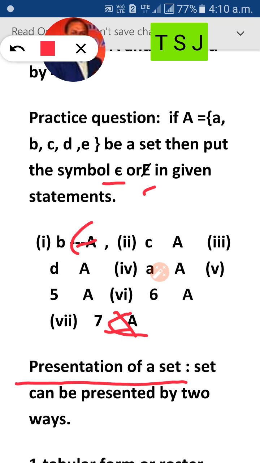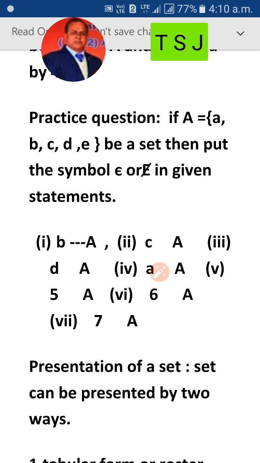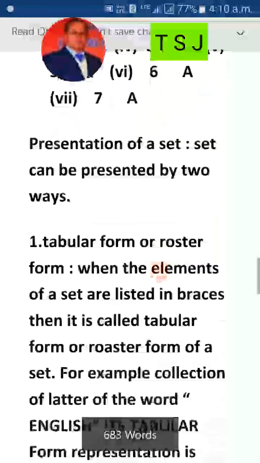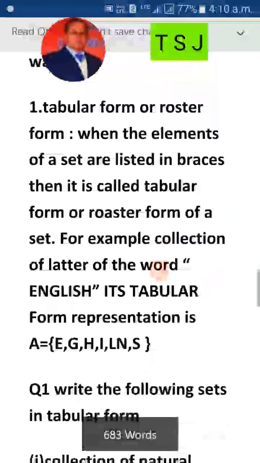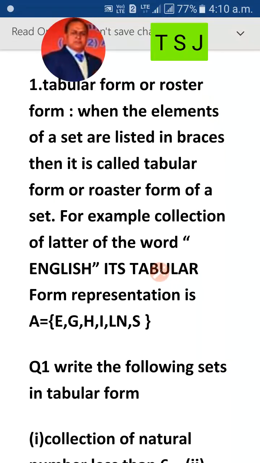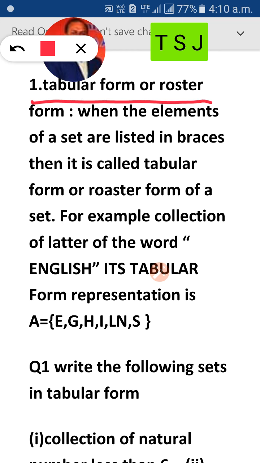Now the presentation of sets. A set can be presented in two ways. One is tabular form, the other is set builder form. Tabular form is also called roster form. When the elements of a set are listed in braces, then it is called tabular form or roster form.